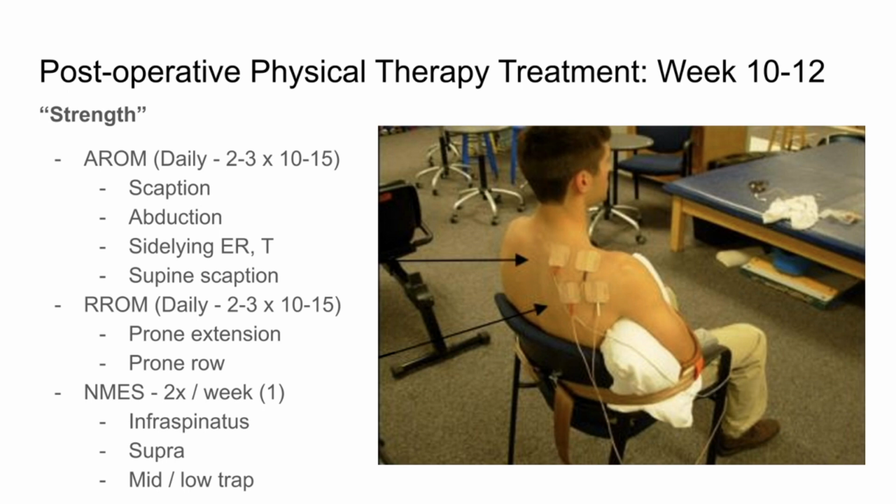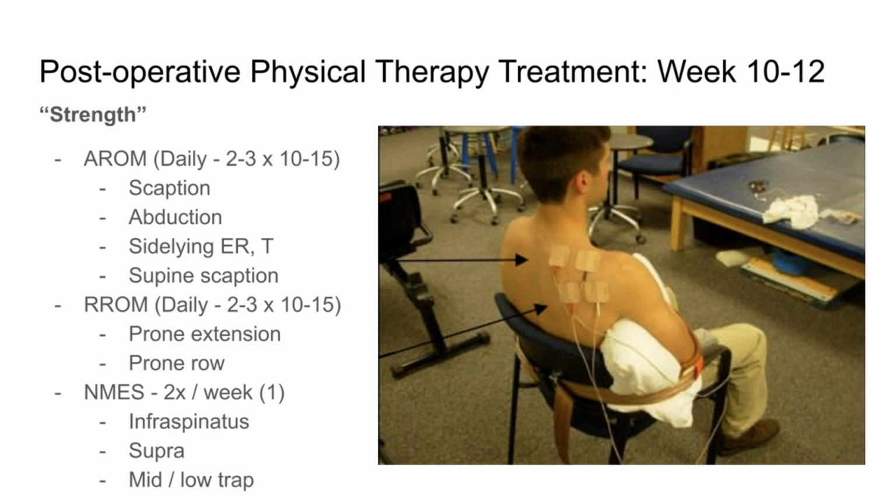So from a strength perspective, we're now working on active range of motion. And again, I'm doing these dailies, 2 to 3 sets of 10 to 15 repetitions, and we're focused on scaption, abduction, sideline external rotation, T's, and supine scaption. We're starting to incorporate a little bit of a resisted range of motion, but it's only for prone extension and prone rows, just because these movements are very low stress on the supraspinatus.